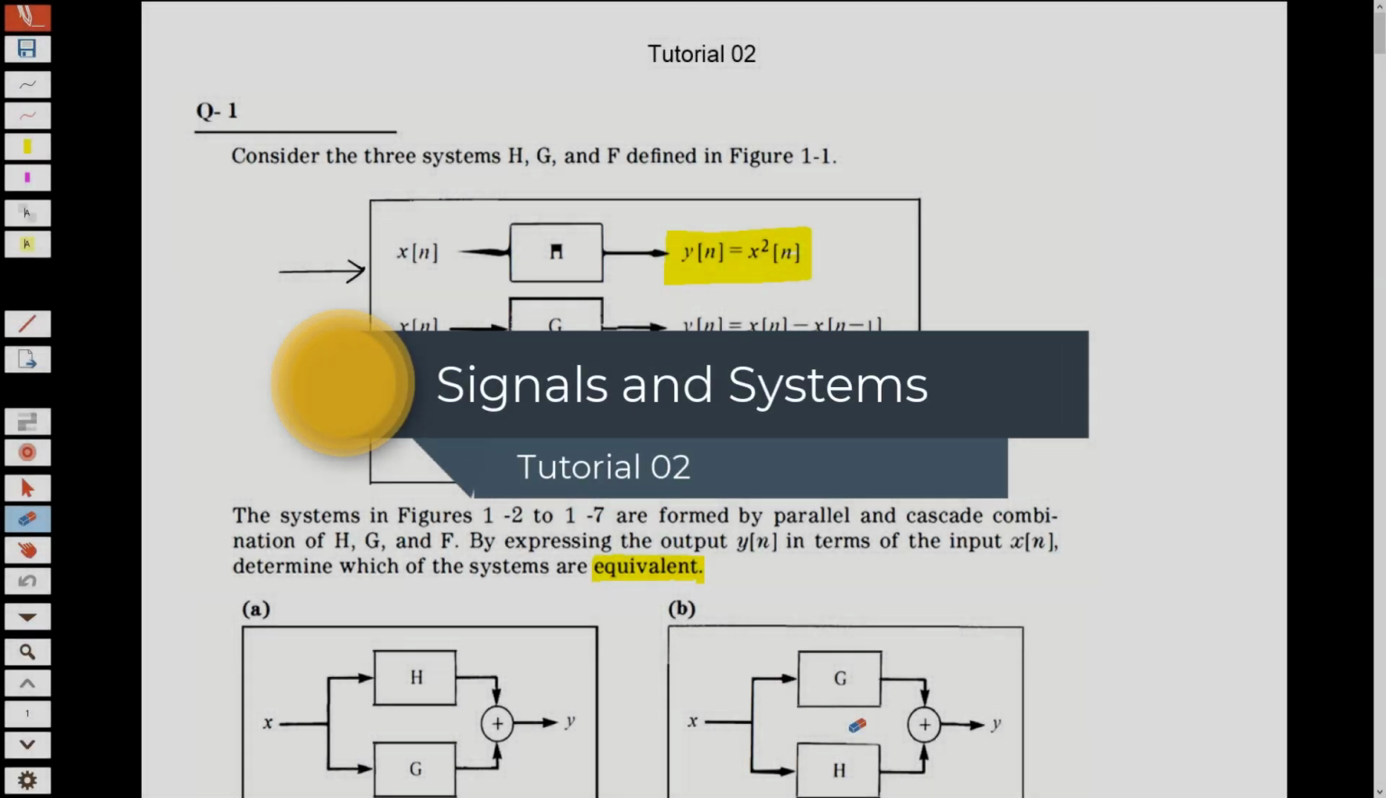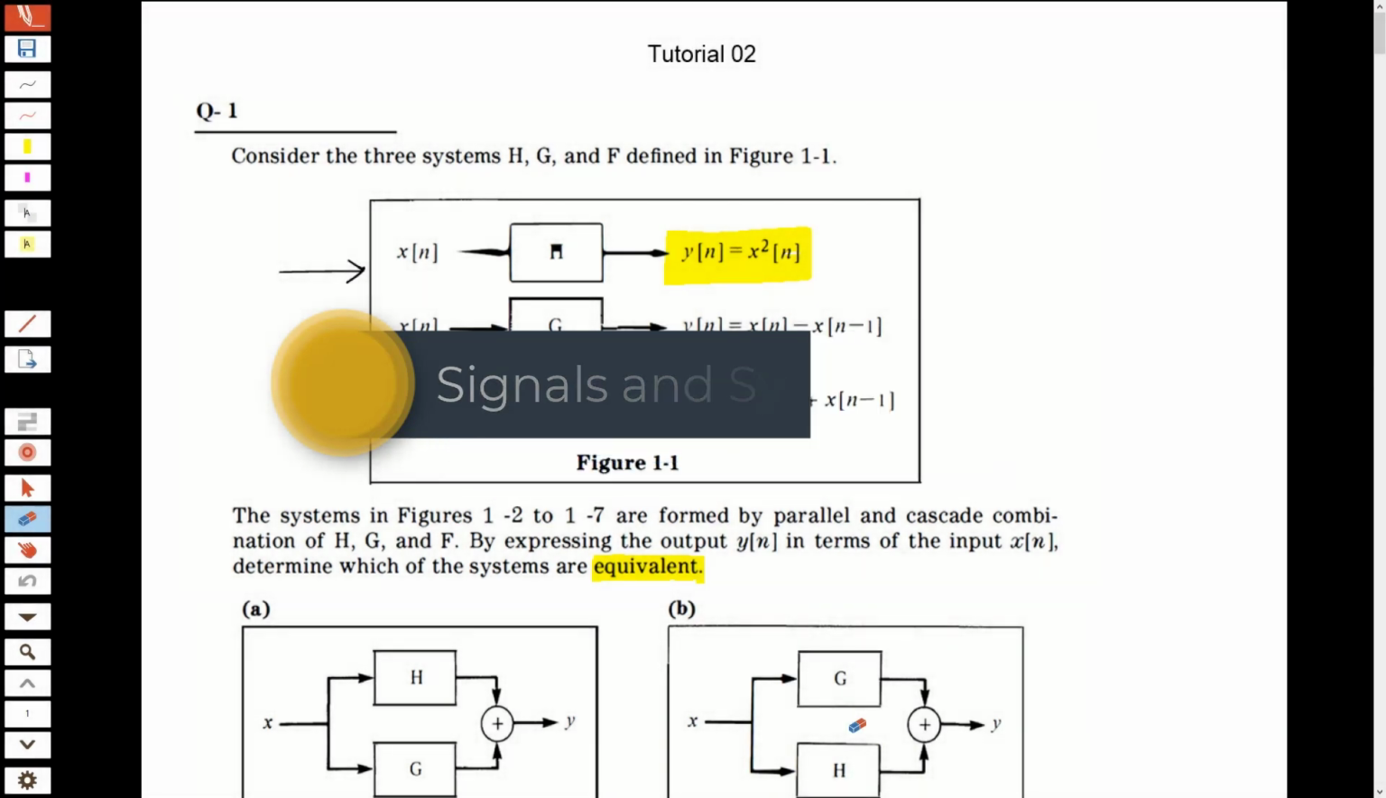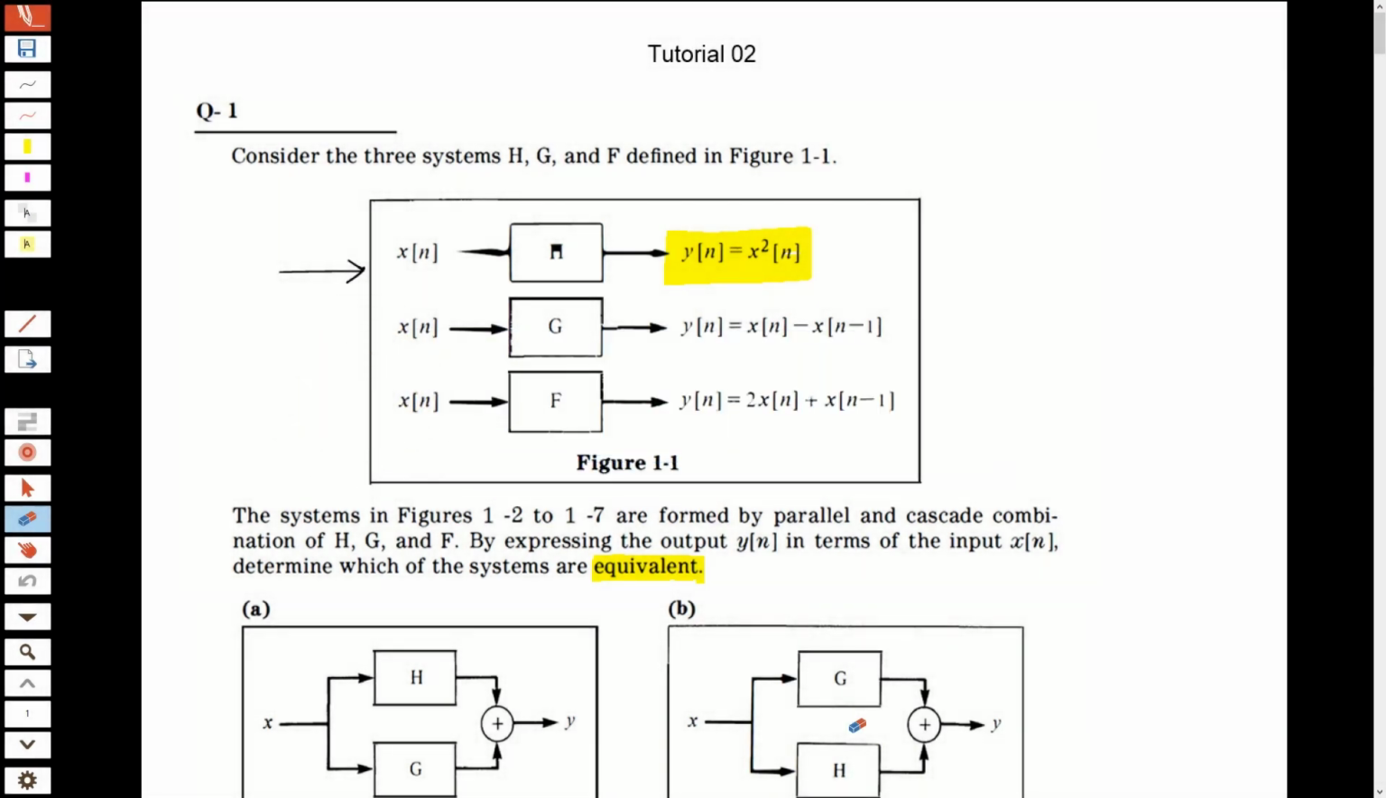In this tutorial, we have questions related to LTI systems and convolution. So the first question says that there are three systems H, G and F, each of which is defined in this way. And x[n] is the input to each system and y[n] is expressed as a function of x[n]. And that is the output. y[n] is the output of each system.